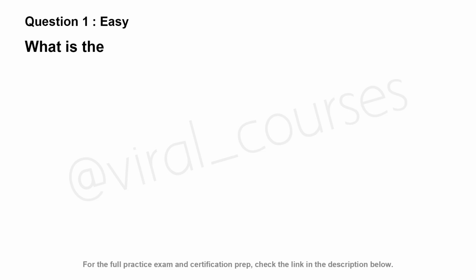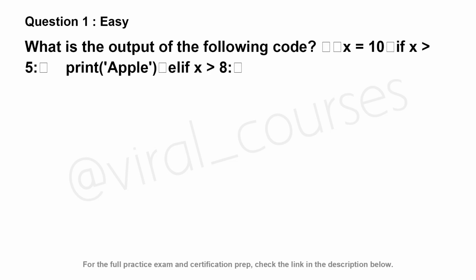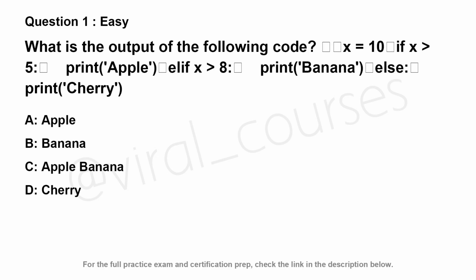What is the output of the following code? x = 10. If x > 5, print apple. Elif x > 8, print banana. Else, print cherry. Option A, apple. Option B, banana. Option C, apple banana. Option D, cherry.